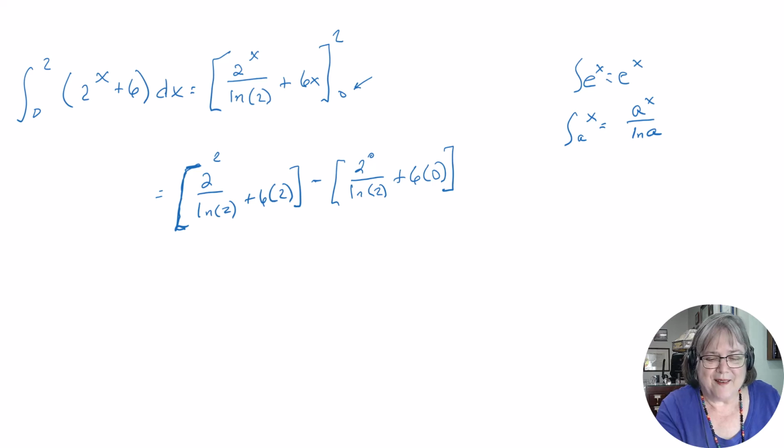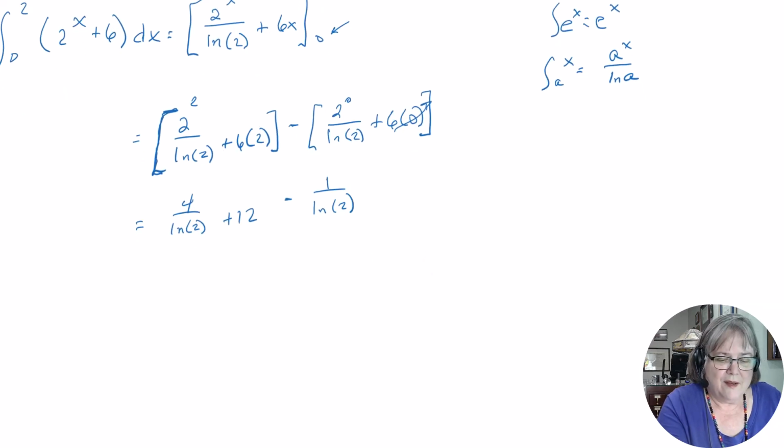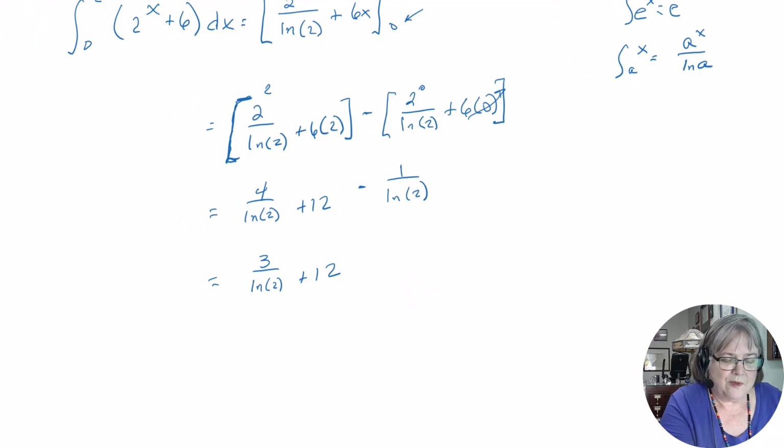Okay. All right. Well, 6 times 0 is 0, but 2 to the 0 power is not 0. Anything to the 0 power is 1. So you have 1 over the natural log of 2. And so this is 4 over the natural log of 2 plus 12. Now, if I have 4 and 1 with the same common base of the natural log of 2, this would be 3 over the natural log of 2 plus 12, which is an exact answer if your teacher wants you to approximate it to a certain point.